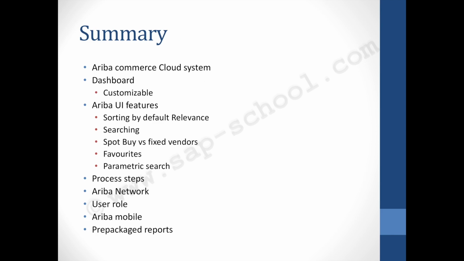So with this, we've come to the end of the training. We looked at the Ariba Commerce Cloud system, the dashboard, which is very customizable, and Ariba UI features like sorting, which by default is always relevance, and searching for the different criteria using a product category, a supplier, or a contract. Then spot buy versus fixed vendors and making things favorite. We've also looked at how we could use the parametric search and create attributes for a product category. We saw the different process steps that are involved in a P2P scenario, and what the Ariba Network comprises of, and how it connects the two systems like ECC and Ariba together.